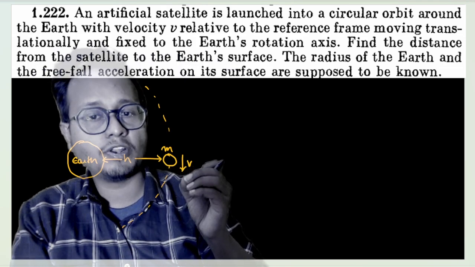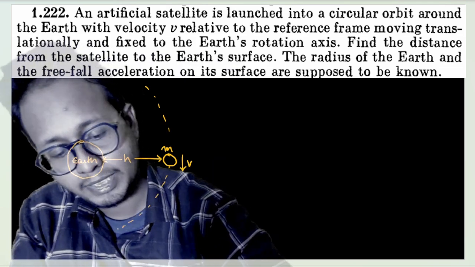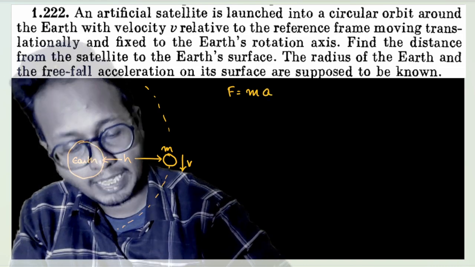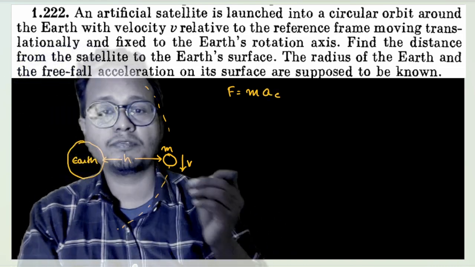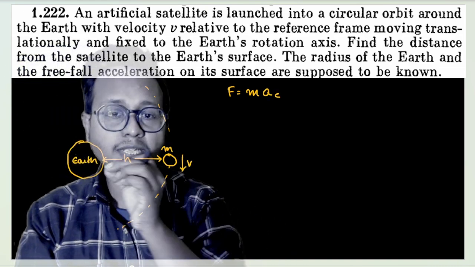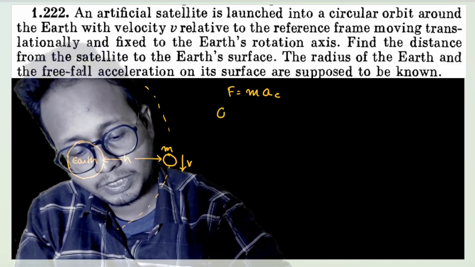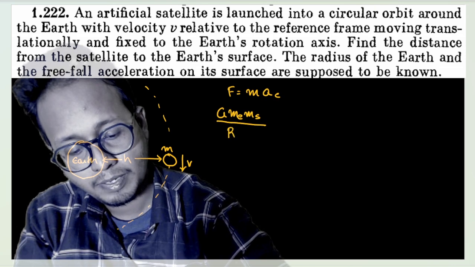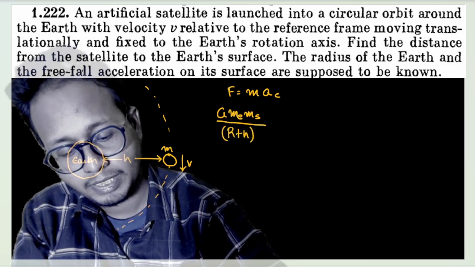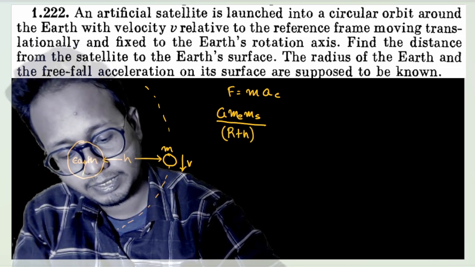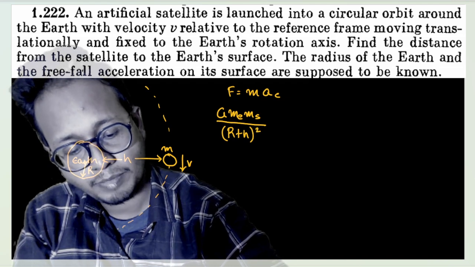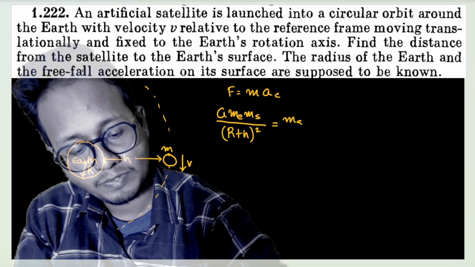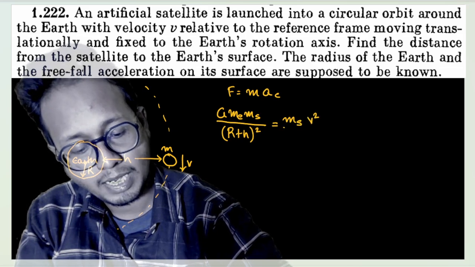So, if I know the velocity, I can simply apply gravitational force, or force is equal to mass into centripetal acceleration, isn't it? The gravitational force applied on the satellite is equal to mass into centripetal acceleration. What is gravitational force? G mass of Earth into mass of satellite divided by (R plus h) whole square, where R is nothing but the radius of Earth, isn't it? What is the value of centripetal acceleration? Mass of satellite into v square by r.